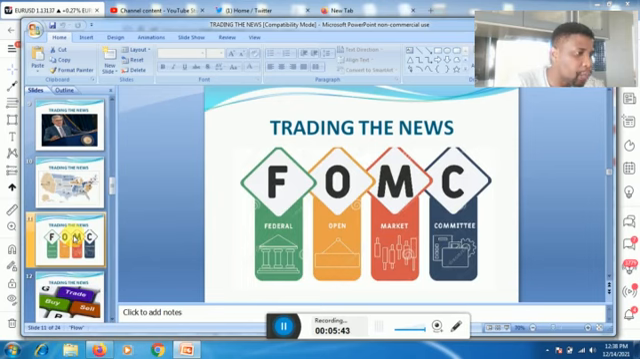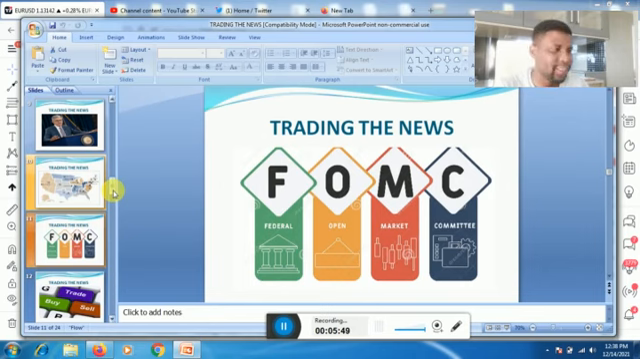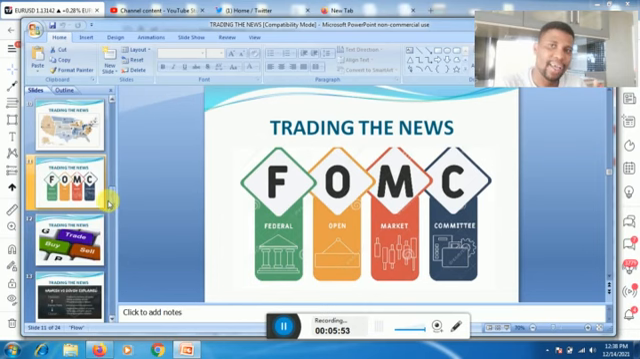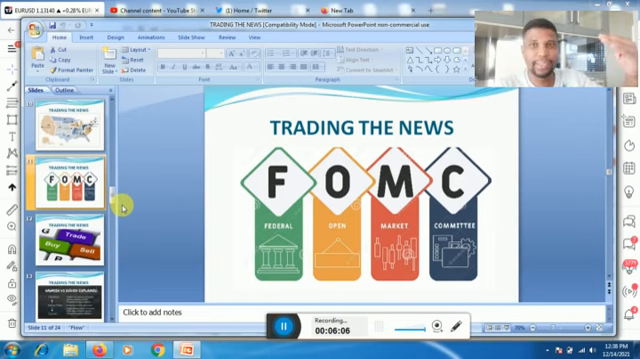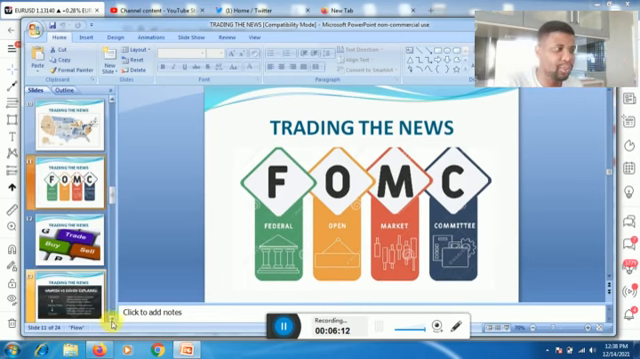Okay, so the FOMC, guys, stands for the Federal Open Market Committee. It's a group of governors, as we said, about 13 or 14 governors sitting on the board. They decide what they think the US economy will do, maybe in the next quarter, in the next 6 months, or in a projection of years, if you can say it that way.